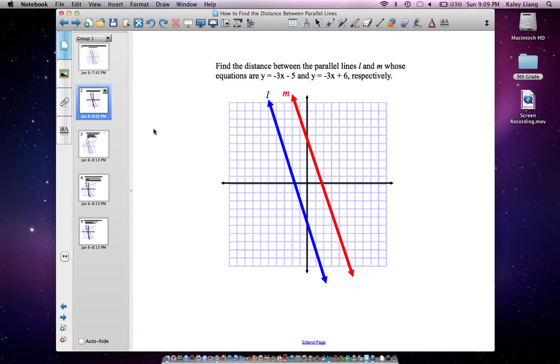So along the way, we'll be doing a practice problem, and the problem reads, find the distance between the parallel lines L and M, whose equations are y equals negative 3x minus 5 and y equals negative 3x plus 6 respectively.